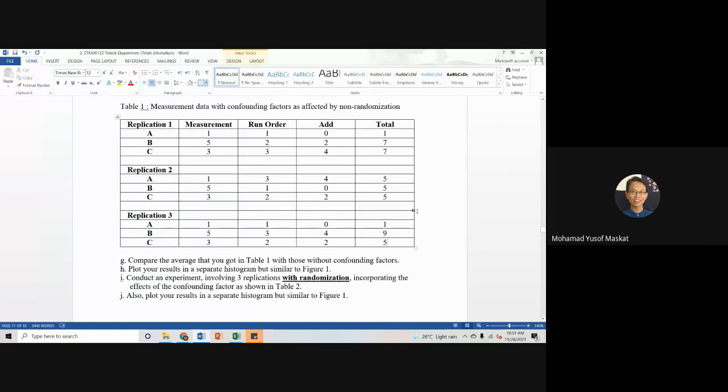So this is an example with randomization and with confounding factor. If there is no randomization, it will always be 1, 2, 3, 1, 2, 3, 1, 2, 3. And if there are no confounding factors, it will always be 0, 0, 0, 0, 0, 0, 0, 0, 0. Any questions?